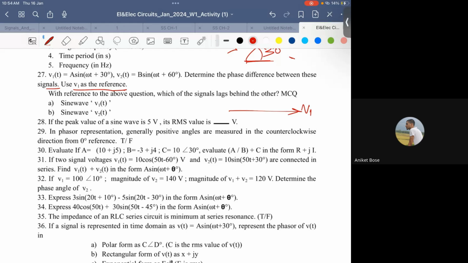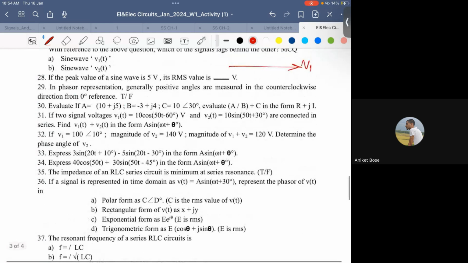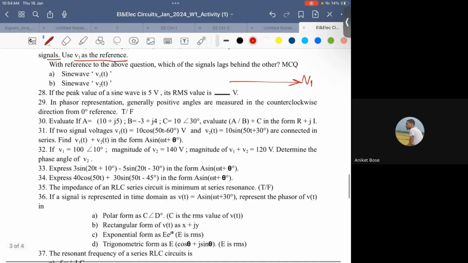Okay. What about the 28th, the peak value for a sine wave? Okay, this is fine. 29th, the phase representation. Okay, this you already know, right? How to calculate the peak and all. Just divide with root 2 to get the RMS and multiply with root 2 to get the peak. So what will be the value? This is 5 upon root 2.